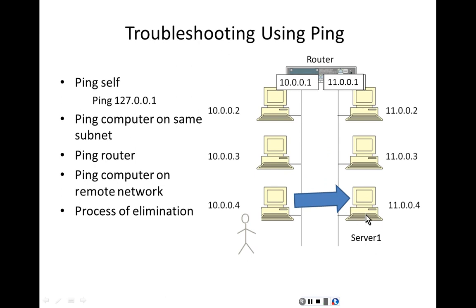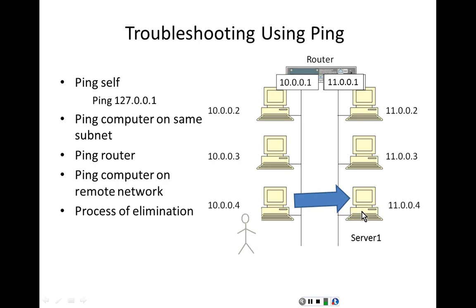If we can ping the computer right next to server 1, but we cannot ping server 1, that implies that server 1 is just not turned on, or maybe there's a cable break. Cable came out of the back of server 1. Maybe it's a bad network interface card. We've troubleshot the problem all the way down to server 1.